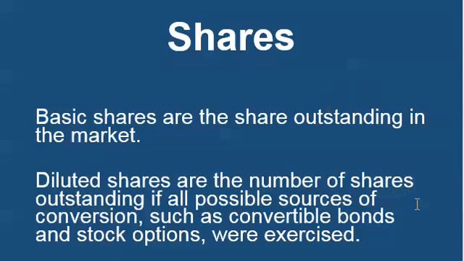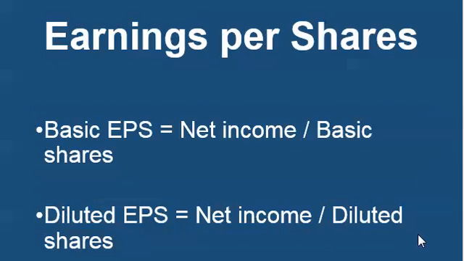Shares. Basic shares are the shares outstanding in the market. Diluted shares are the number of shares outstanding if all possible sources of conversion, such as convertible bonds and stock options, were exercised. Earnings per share. Basic earnings per share is net income divided by basic shares outstanding. Diluted earnings per share is net income divided by the number of diluted shares.